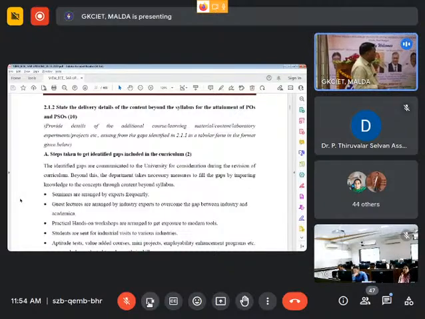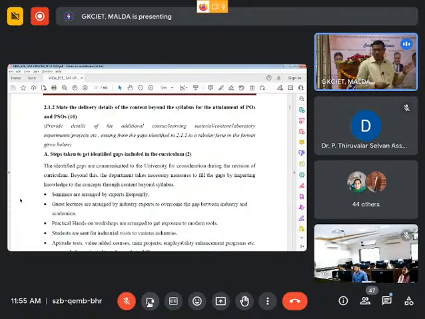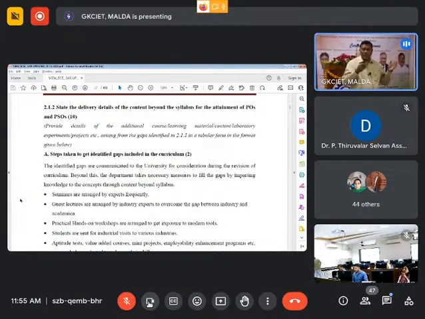Then the step taken to get identified gaps included in the curriculum. So it is a corrective measure. What are the various steps they have taken to take care of these gaps? Those are also listed in bullet form. So you need to actually go this way, with a procedural approach, to reach the ultimate goal. Next.